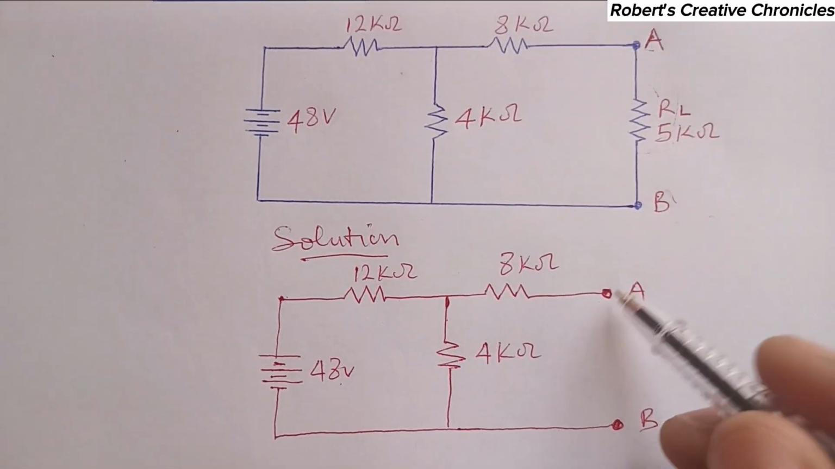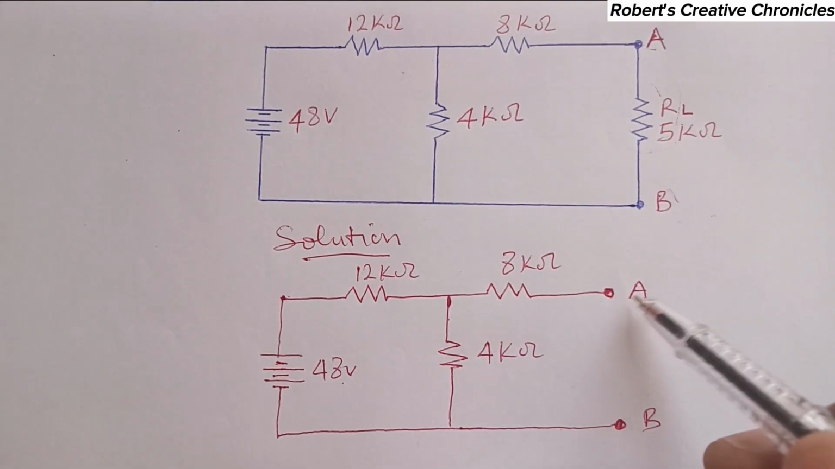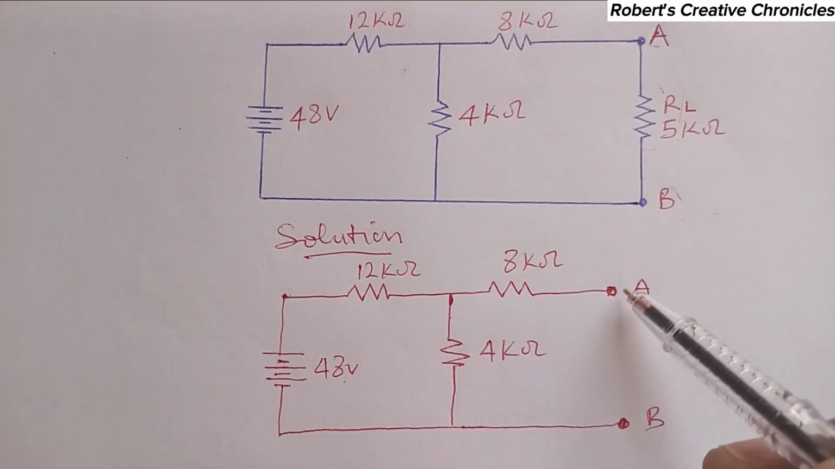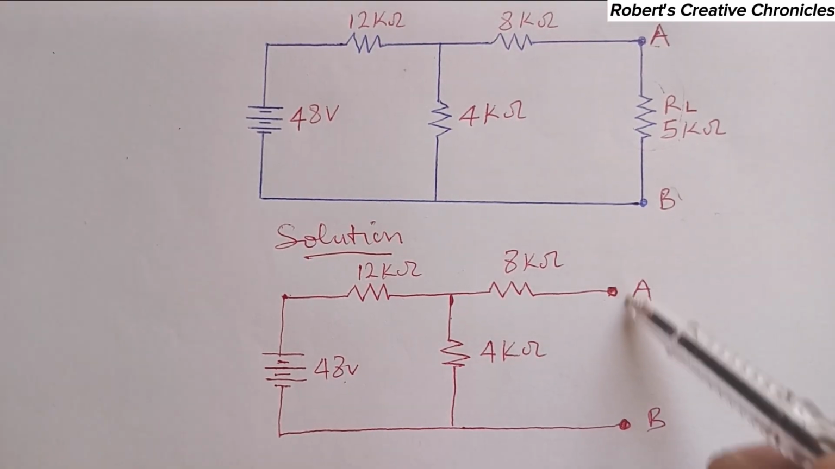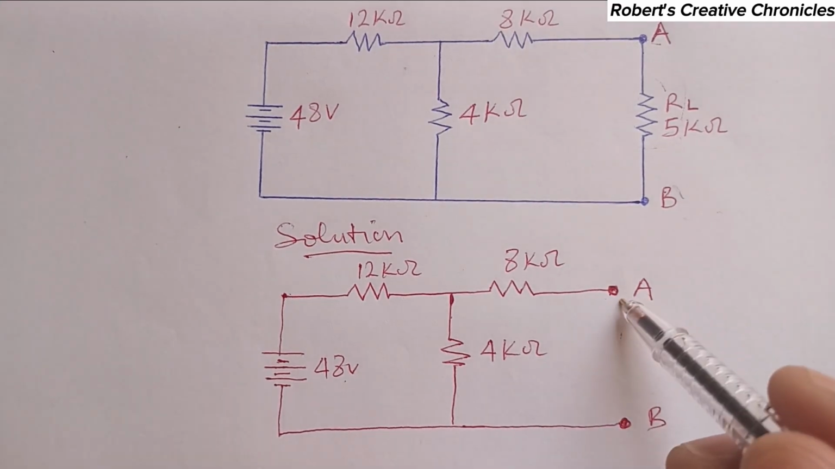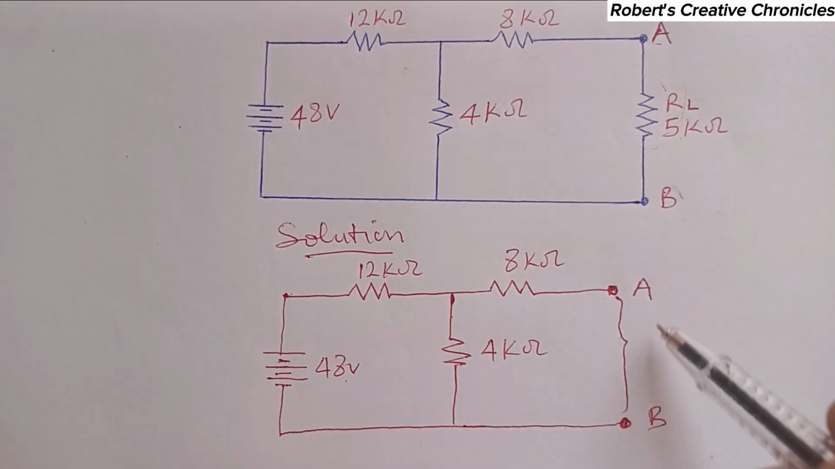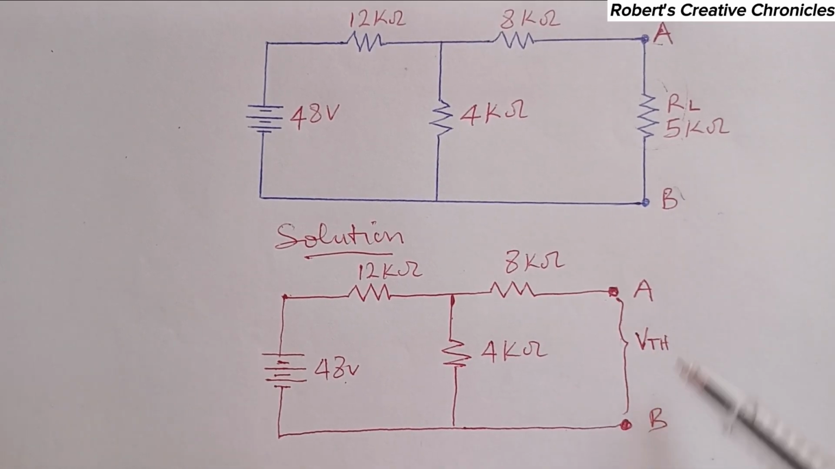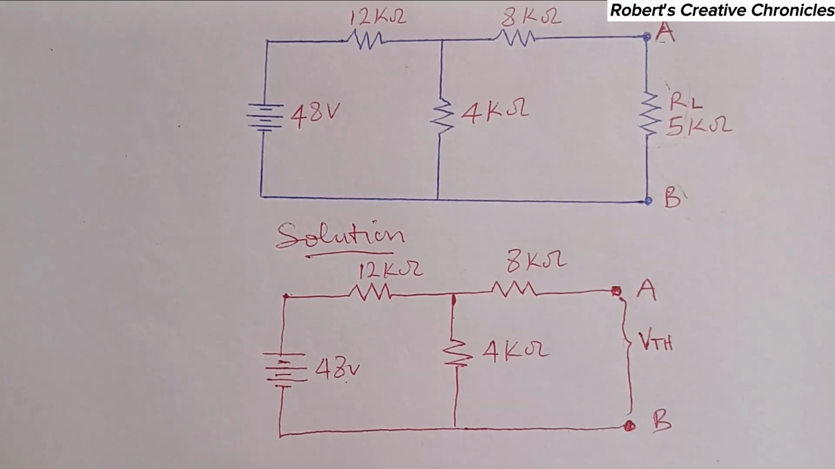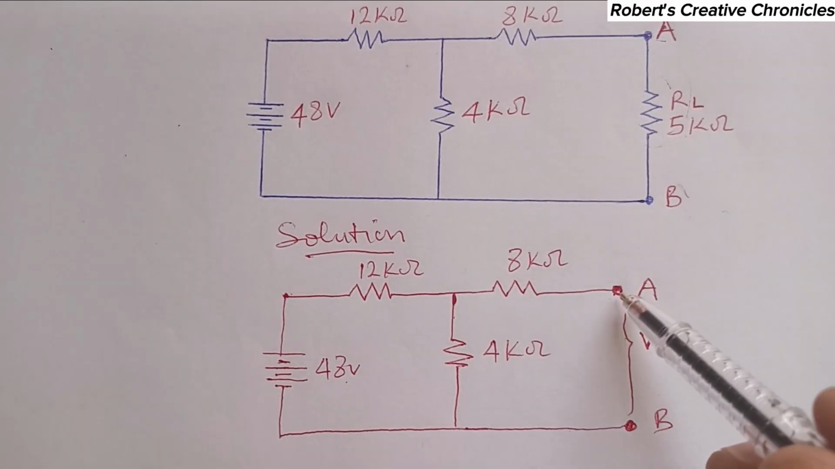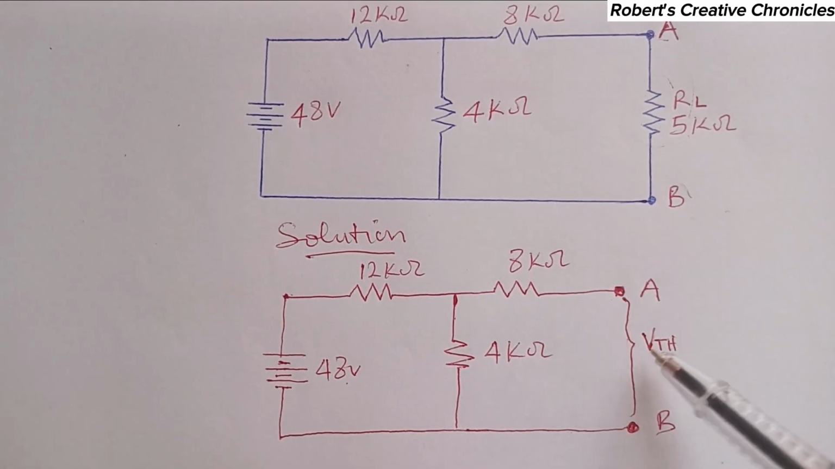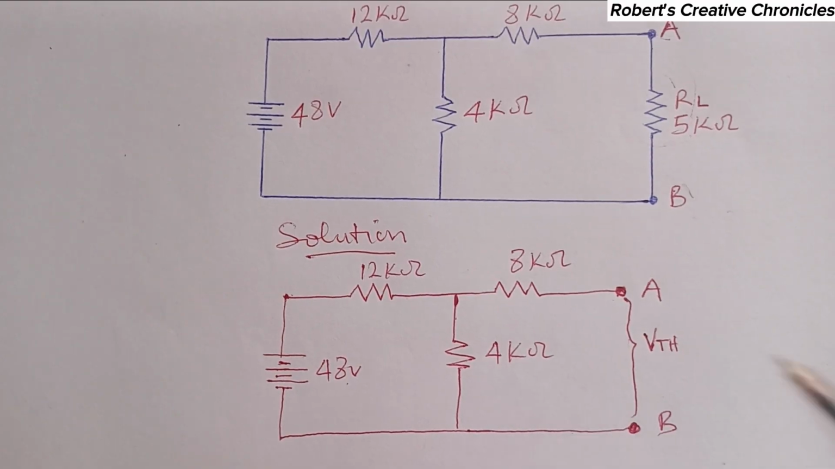So now we are going to find the Thevenin voltage and the Thevenin resistance. Now, the Thevenin voltage is the open circuit voltage here. So the voltage here is the Thevenin voltage. And the equivalent resistance between these two terminals is the Thevenin resistance. So let's start with the voltage.